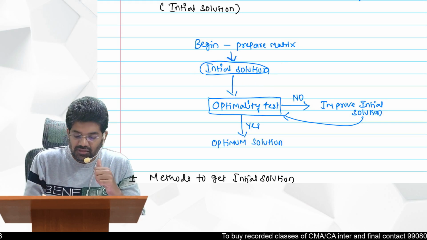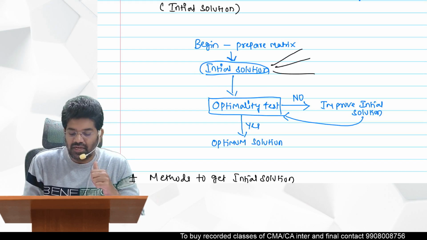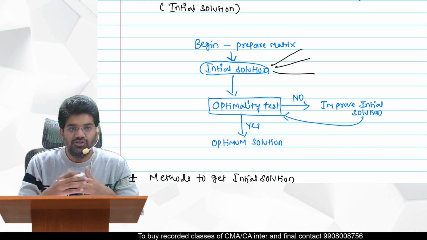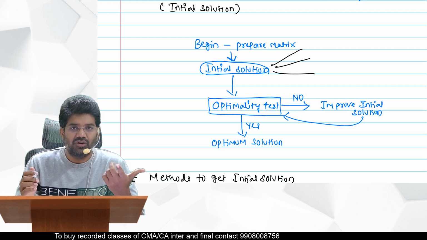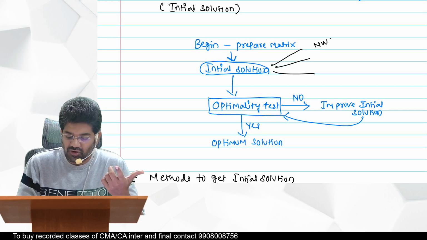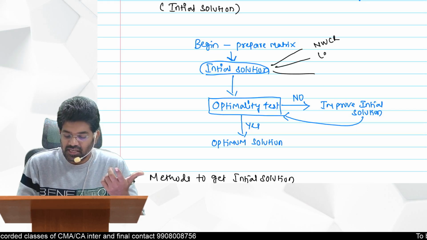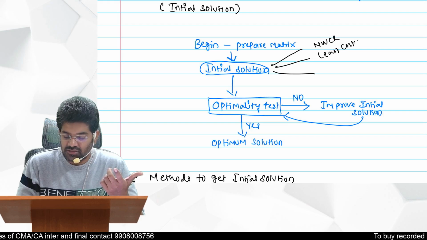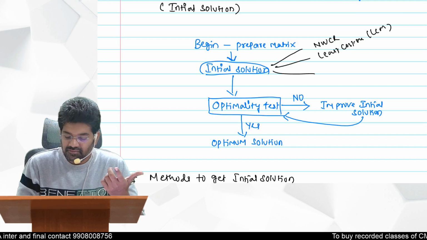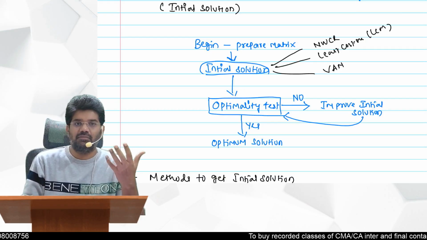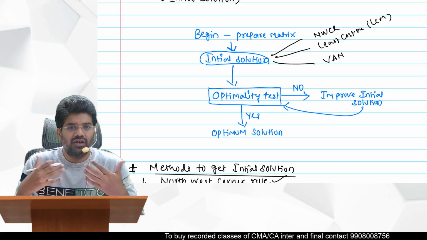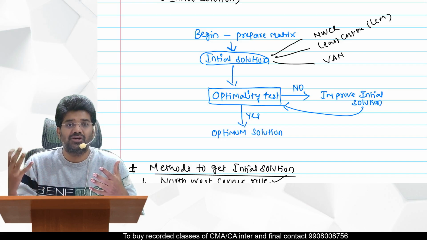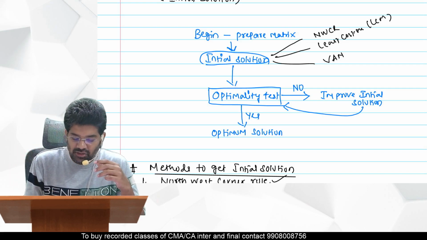Now to get this solution we have three methods. You all might be knowing that. What are those? Northwest corner rule method. Second one is least cost method, LCM. And the third one is VAM, Vogel's approximation method. So these are the three methods to get the initial solution. Once you get the initial solution, what we have to do is check whether that solution is an optimum solution or not. We call that the optimality test.